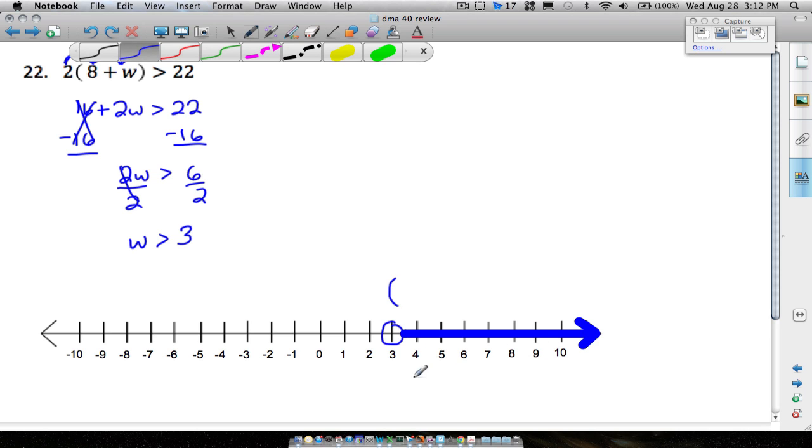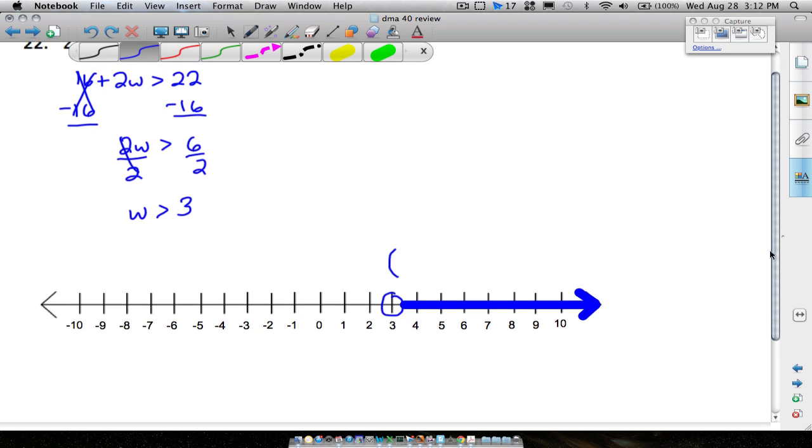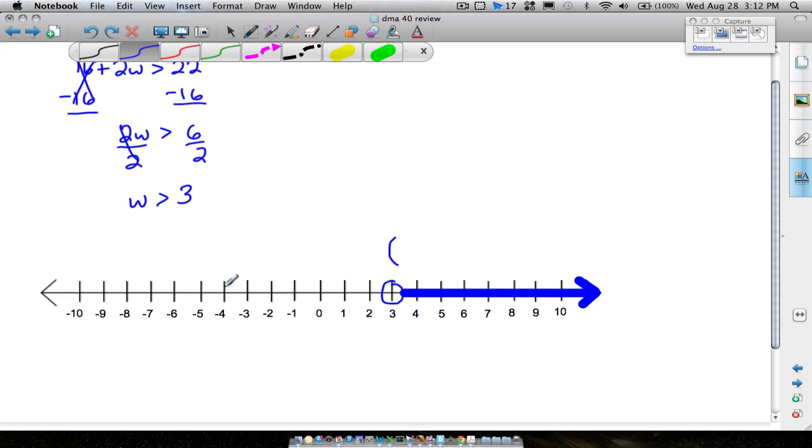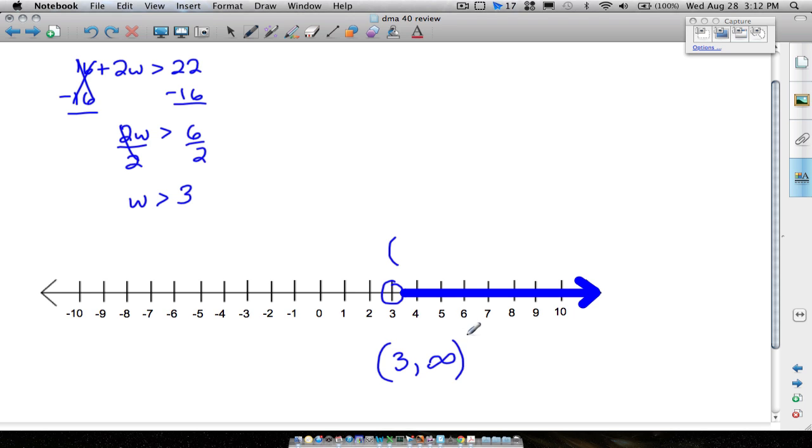Now let's not forget our interval notation. We want to write our smallest number down first. The smallest number we have on our graph is 3. The biggest number, it goes on forever to infinity. And we want to put parentheses around both of these. We always put parentheses around our infinities or negative infinities. And since it couldn't be equal to 3, this open circle, we put a parenthesis around it. That's interval notation.